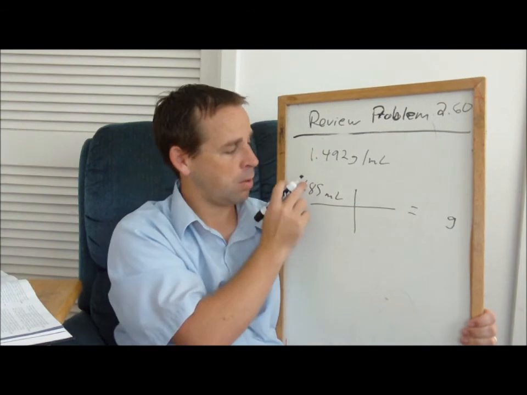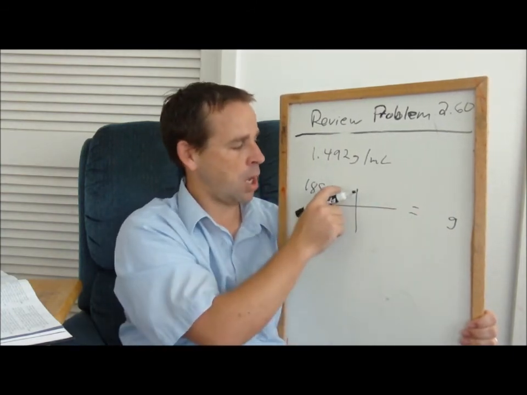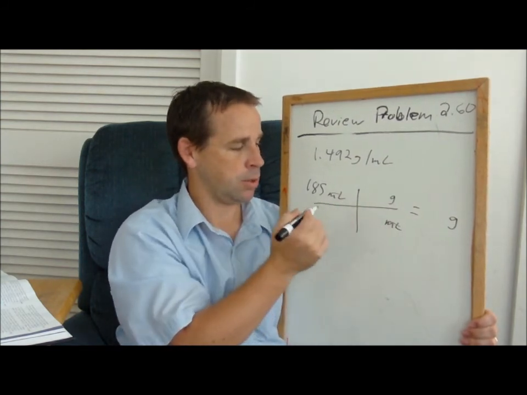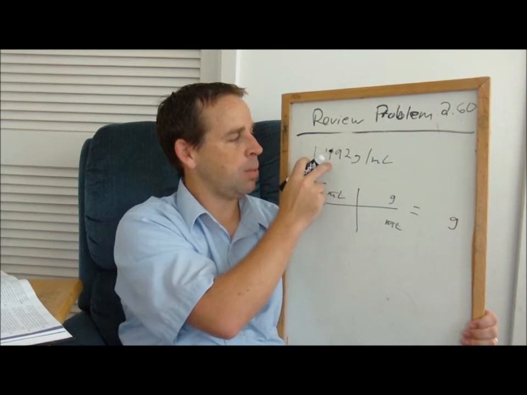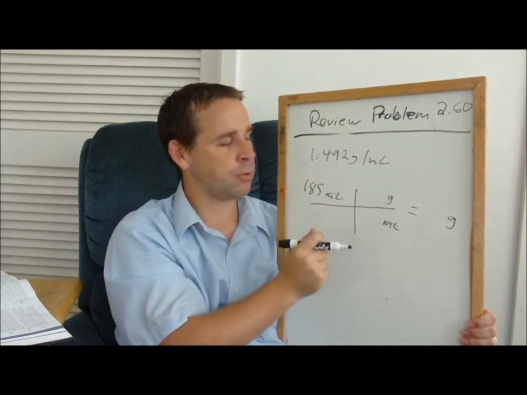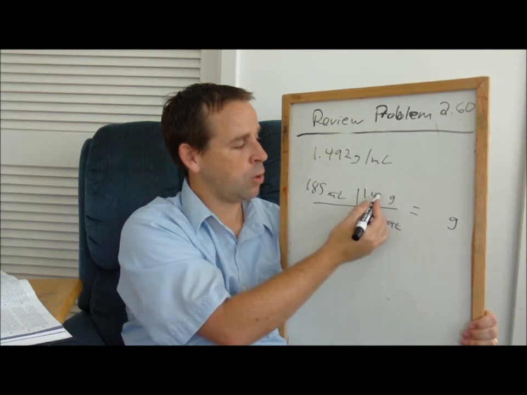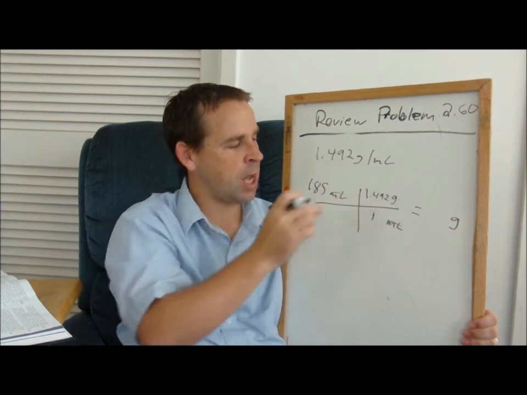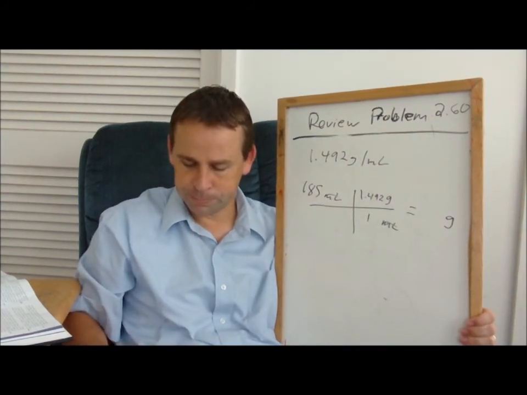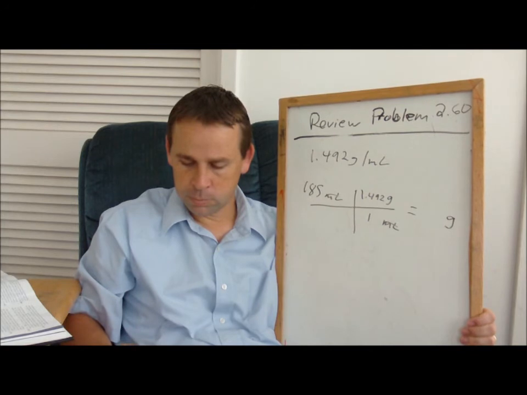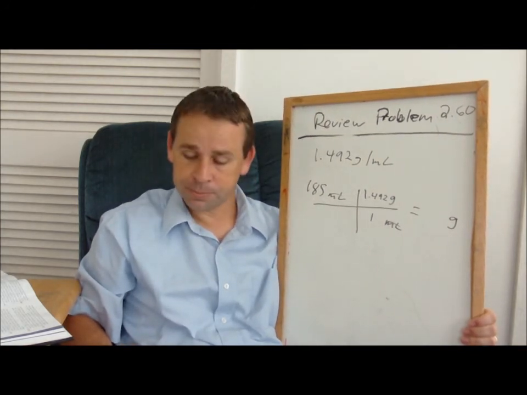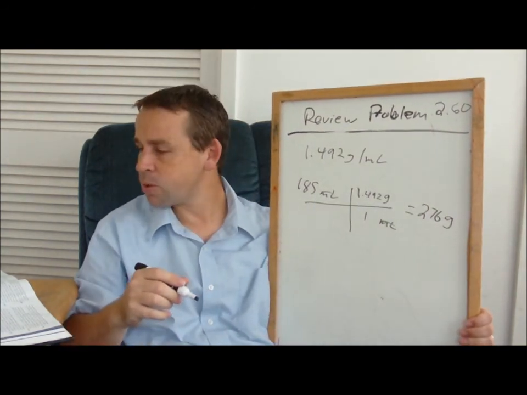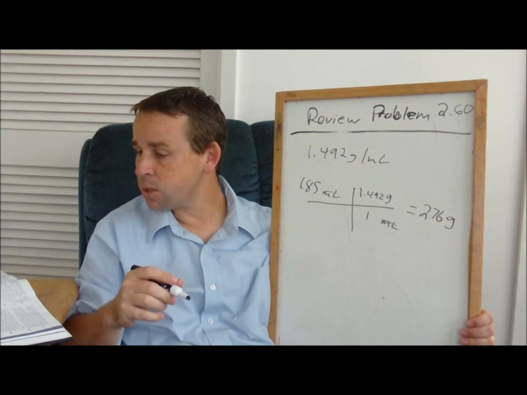185 milliliters, alright? So, how are we going to get grams on top if we have milliliters on top? Well, grams has to be on top, and milliliters has to be on bottom, so the milliliters will cancel out. So then we look up here the density, 1.492 grams for every milliliter. So that's 1.492, that's how many grams there are for every milliliter. So if we take 185 times 1.492, 276 grams. 276 grams. And that's problem 260.